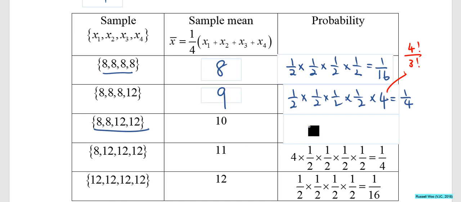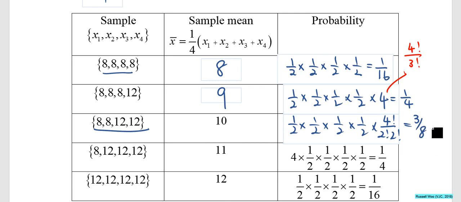Okay, anyway. You get 12 times 12. That's 12 half times half times half times half times 4 factorial over 2 factorial 2 factorial. There gets 3 over 8. Why 4 factorial over 2 factorial 2 factorial? Because we have 2 repeated. Okay?